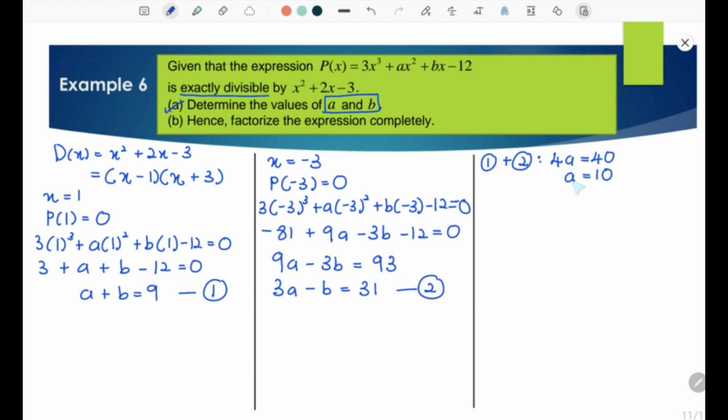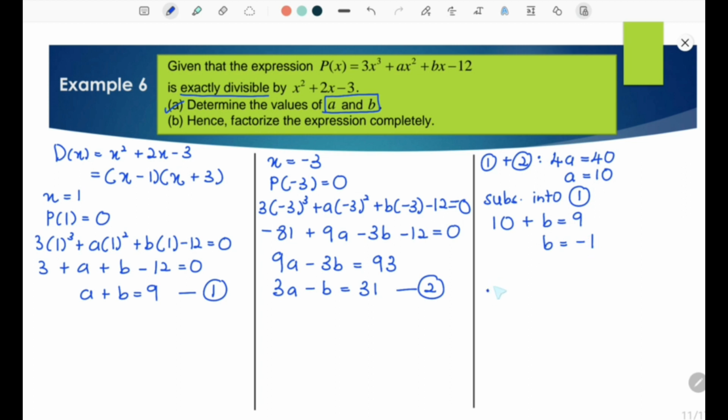Now we can take a equal to 10 to be substituted into equation 1 or equation 2 to find the value of b. I will choose to substitute into equation 1. So substitute into 1, we're going to get 10 plus b equal to 9. So b equal to negative 1. Therefore, a equal to 10 and b equal to negative 1.